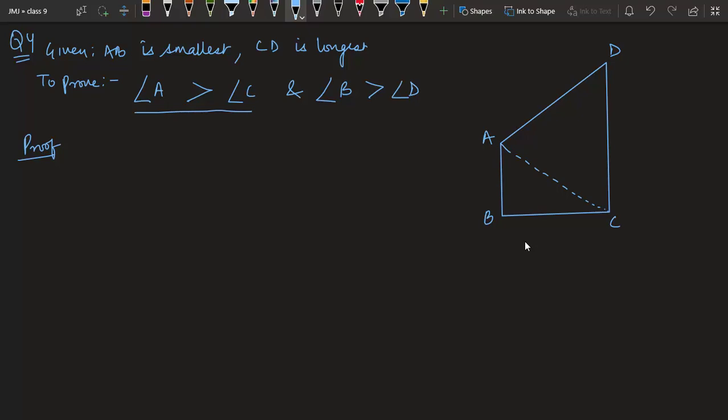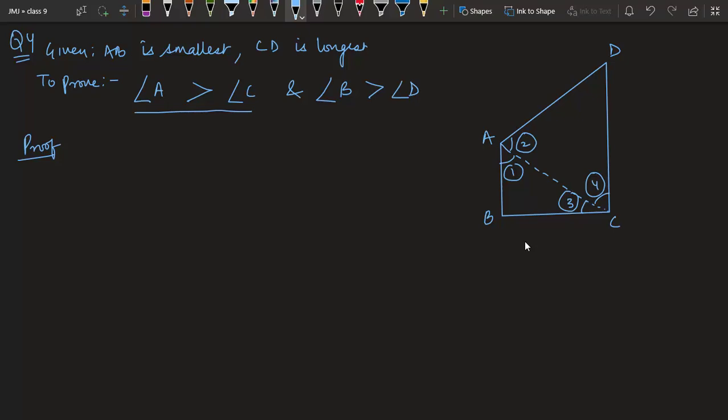Like this. Now we have got two triangles. As angles are being divided into triangles, let me name them as 1, 2, 3 and 4. Angles B and D are not being divided, so we can call them B and D only. Now see, to prove angle A more than angle C, we have to show that 1 plus 2 is more than 3 plus 4.